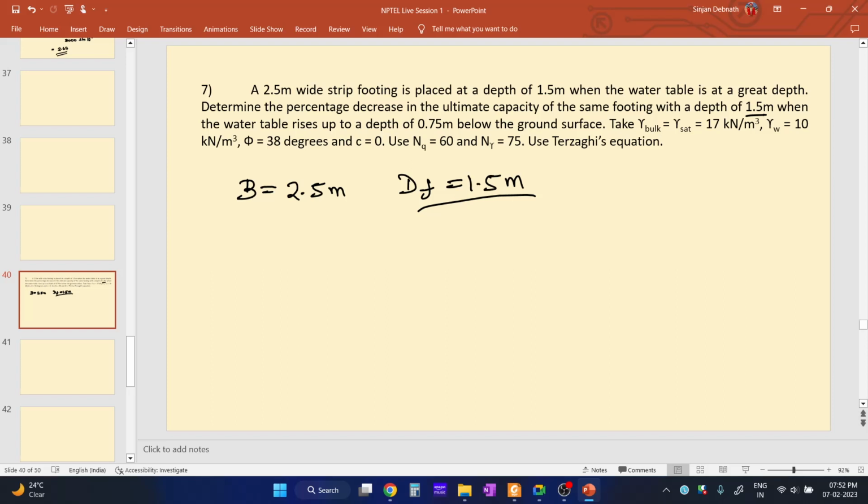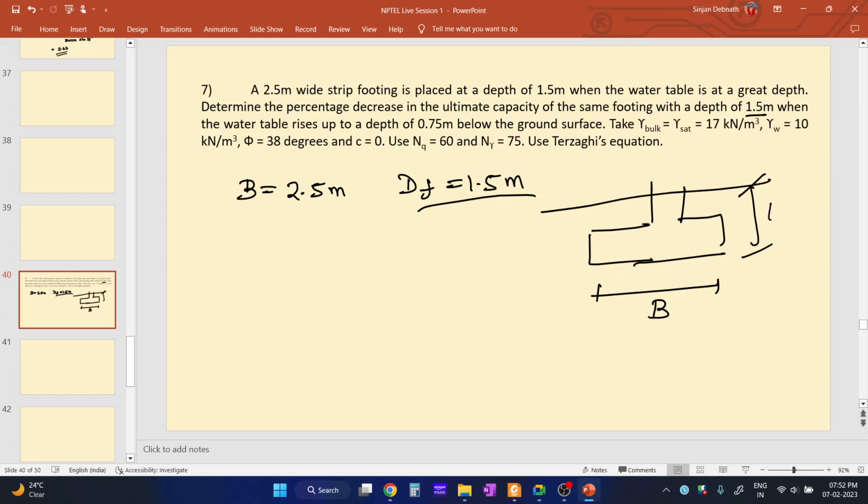Okay, so a 2.5 meter wide strip footing is placed at a depth of 1.5 meter. Strip footing of breadth B is at a depth of 1.5 meter. Df is equal to 1.5 meter. Fine.